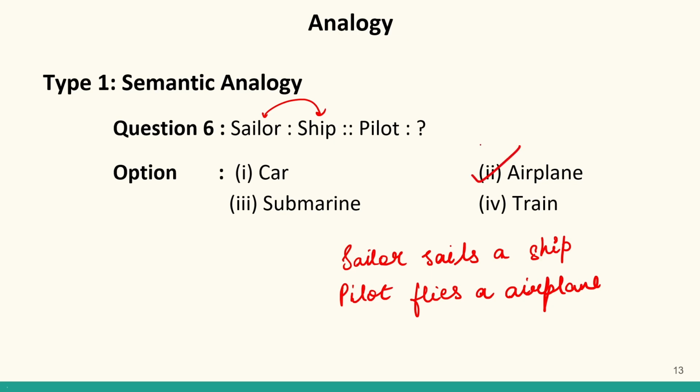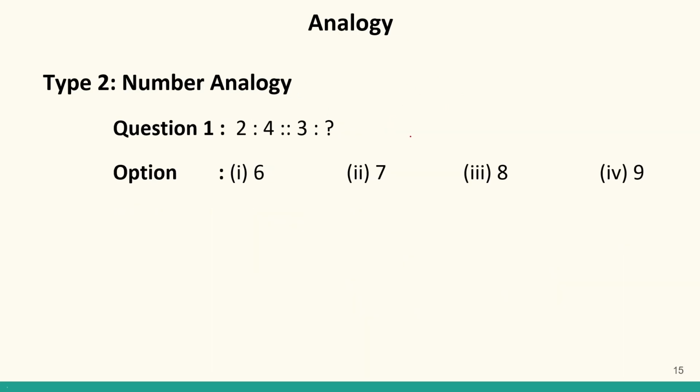So in semantic analogy, we basically find the relationship, the logic used in the first pair, and then we use the same logic to identify the missing element in the second pair. The next type is number analogy, in which we deal with numbers. So basically there are two pairs again. This is the first pair and this is the second pair. So step 1 is to identify the relationship between the first pair and then use the same relationship to identify the missing element in the second pair.